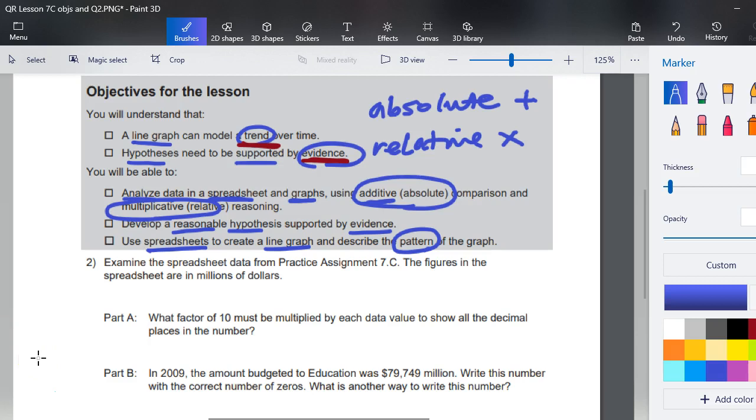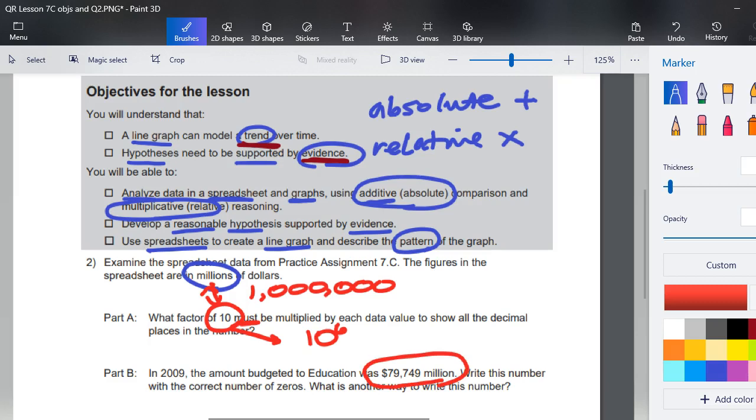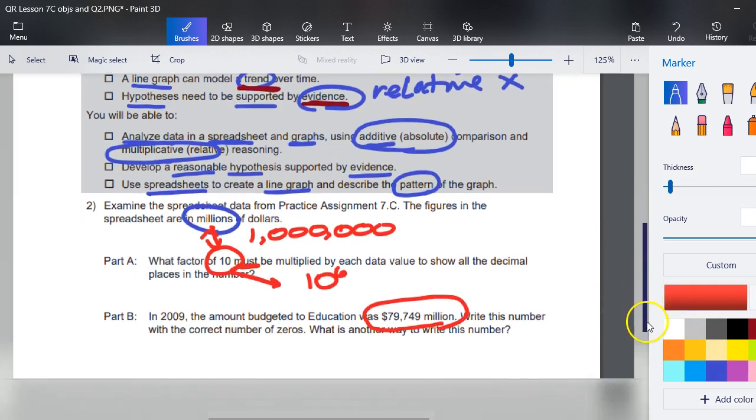I'm going to go to the spreadsheet in just a second, but we don't need to right now because it tells us right here that the numbers are in millions of dollars. And so what factor of 10 must be multiplied by each data value to show all the decimal places? Because it's millions, and a million is a 1 with 6 zeros, that tells us we're going to use 10 to the power of 6. And then it asks us to take this number and write it with the correct number of zeros, and then rewrite it as a different number.